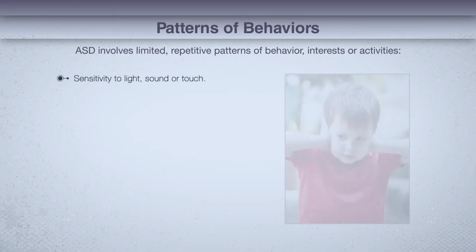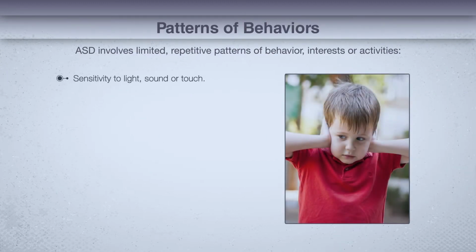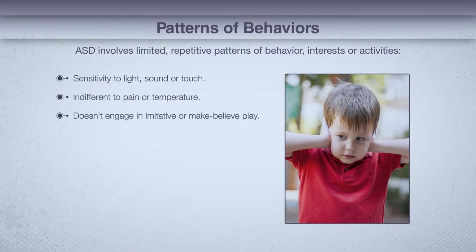You may have sensitivity to light, sound, or touch, yet may be indifferent to pain or temperature. You may not engage in imitative or make-believe play. Many fixate on an object or activity with abnormal intensity or focus. And you may develop specific food preferences, such as eating only a few different kinds of foods or refusing to eat food with a certain texture.